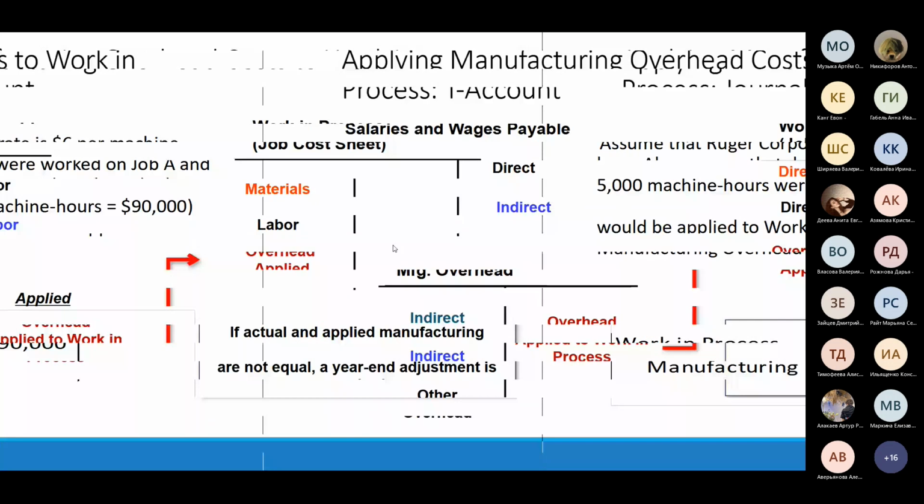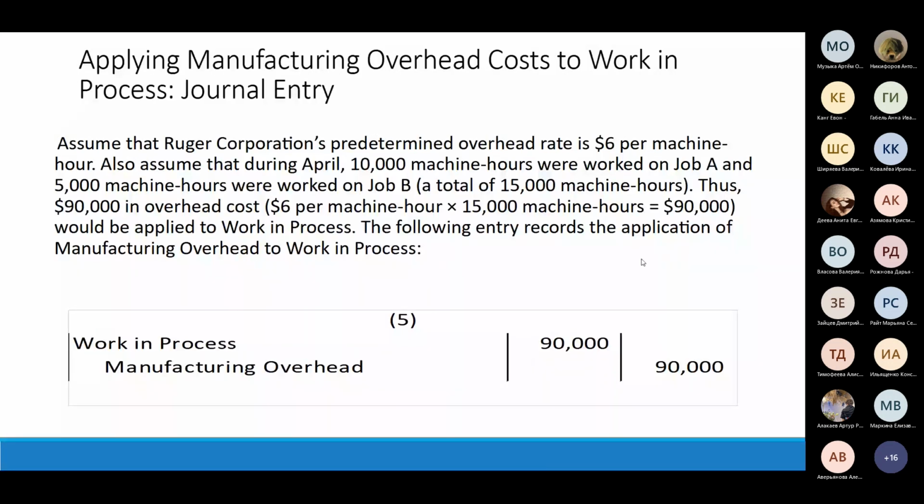So the journal entry would be as follows: work in process is debited and manufacturing overhead is credited. And we calculate this amount based on the cost driver. For example, in our case, this cost driver is the machine hour, and we will calculate how many machine hours we work during the period and use this amount to assign the overhead correctly.